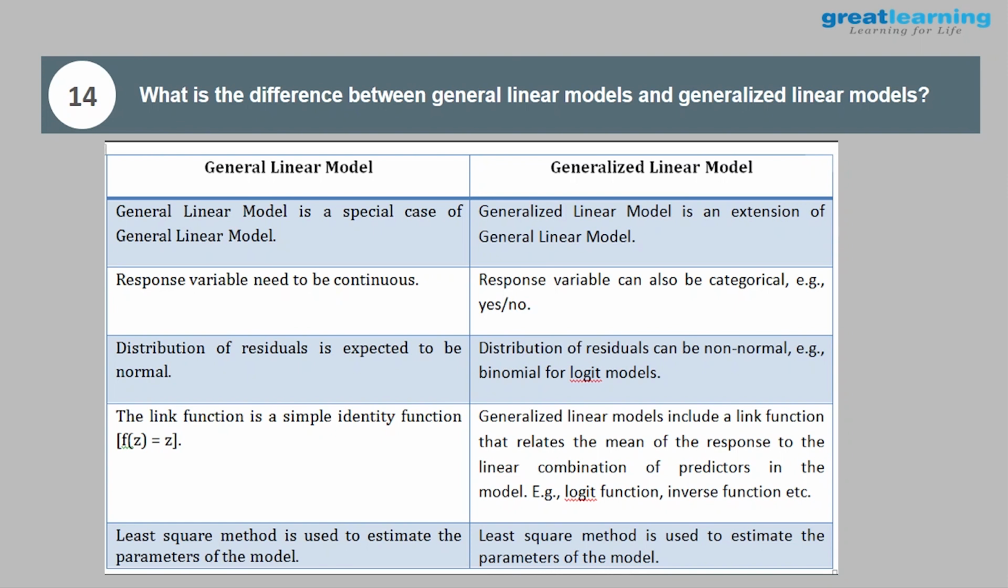And the least square method is used to estimate the parameters of the model in the case of general linear model. And for generalized linear model, least square method is used to estimate the parameters of the model. So in both the cases, the least square method is used basically to estimate the parameters of the model.